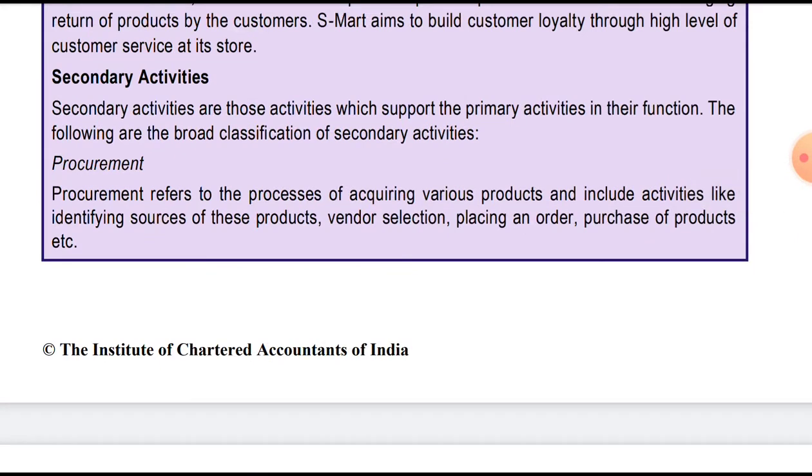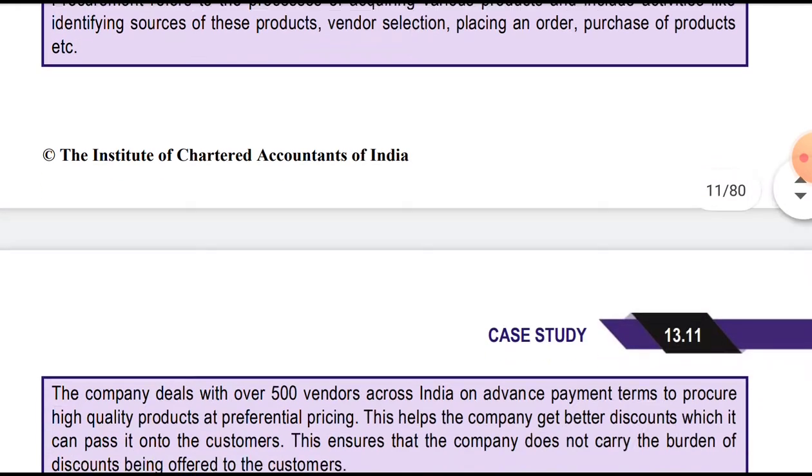Procurement means the process of purchasing from the supplier. Procurement refers to the process of acquiring the various products and includes activities like identifying the source of the product. If we relate it to Smart, it would be vendor selection, placing of an order, and purchase, that is, which product to purchase. That is the procurement activity.